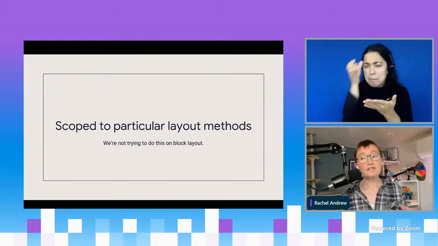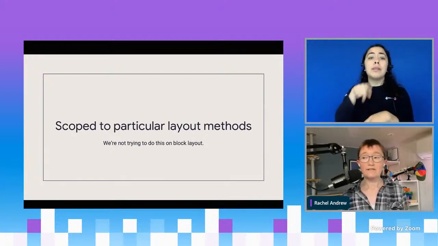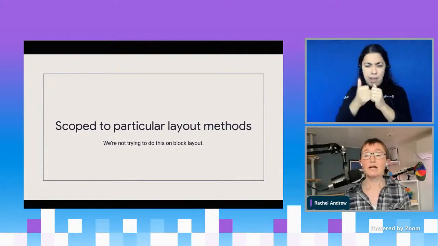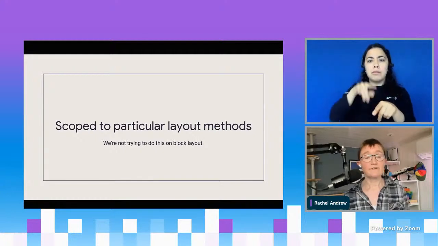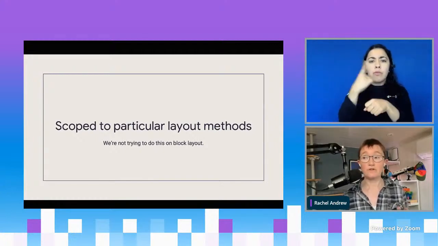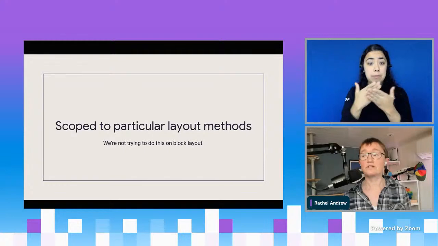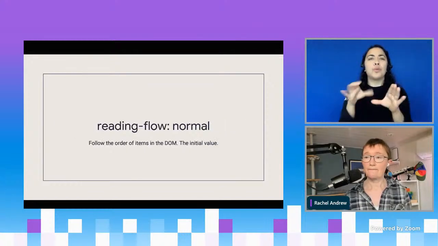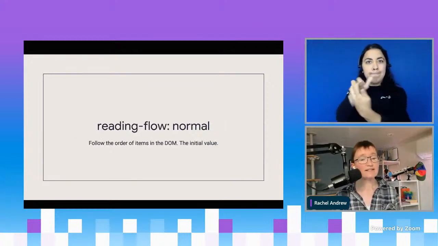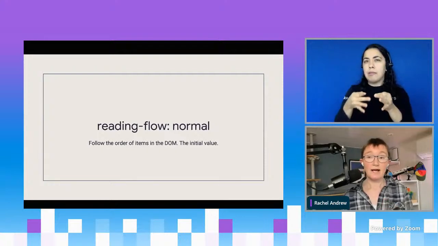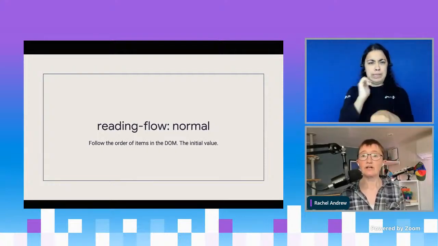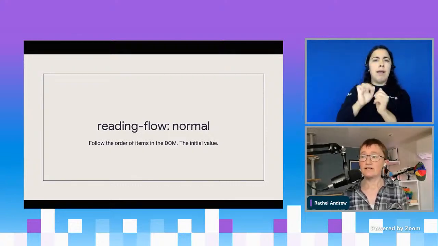So keeping this scoped to specific layout methods means we can very cleanly define how it behaves in each. The current draft is for grid and flex. If masonry becomes its own thing, we would add keywords to deal with masonry layout. So it's not going to be something that you can just do everywhere. So that's the design decisions that go into how this works and why it works the way that it does. So let's have a look at how this actually works in practice.